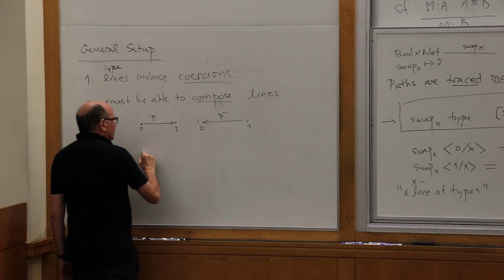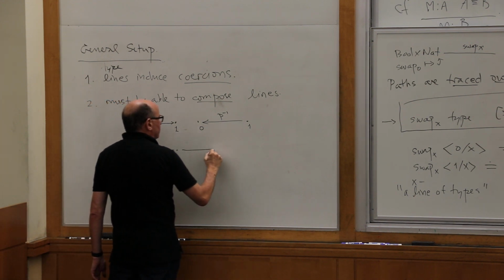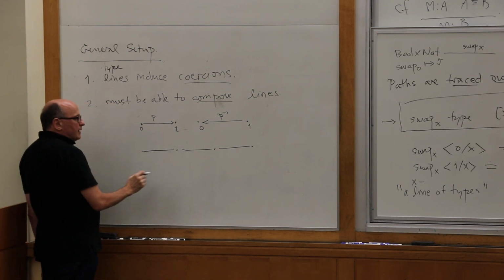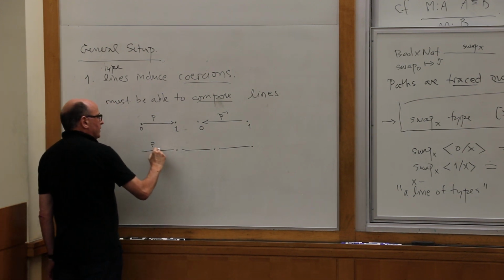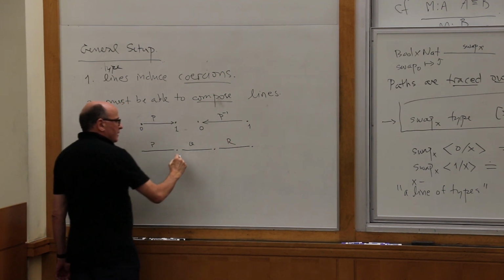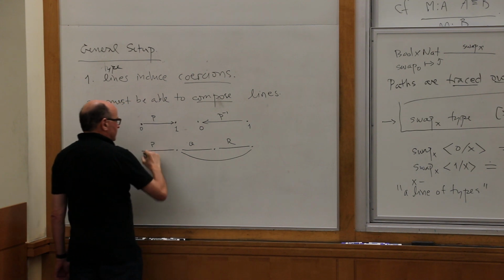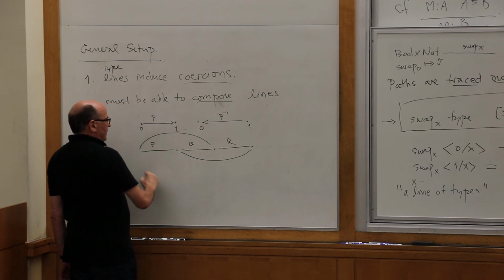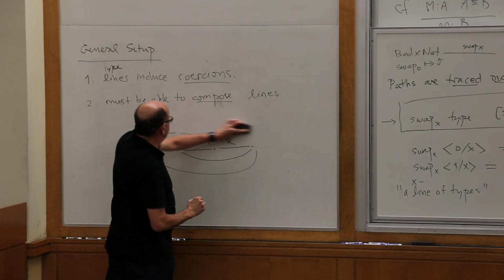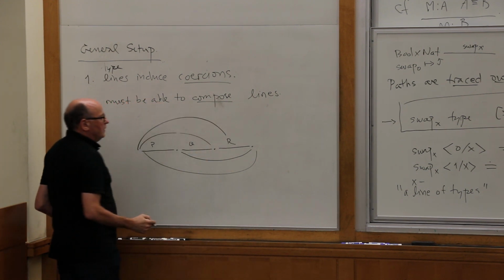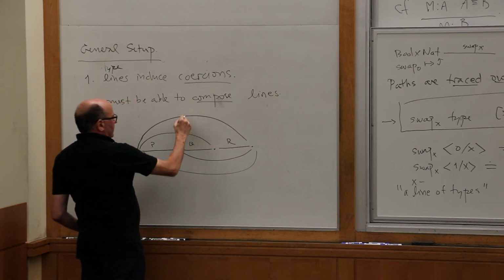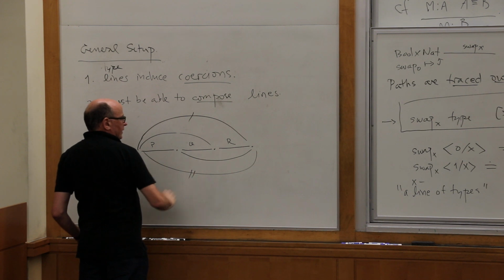And it must be the case, if I just draw it like this, that I can concatenate lines, so I can take P and Q and R. And now the worry is this. If I concatenate them like this, or I concatenate them like this, and I form either this or this guy, these two should be the same.